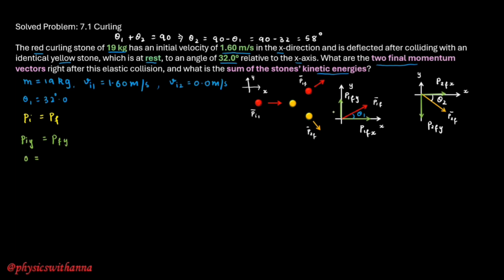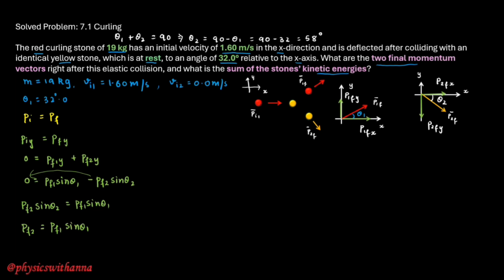Final momentum along the y-axis will be the sum of the momentum of the red stone and yellow stone along the y-axis. So we write P final 1 y plus P final 2 y. So we get 0 equals, for the red stone, the y component we can write as P final 1 sine theta 1. Whereas for the yellow stone, the y component is going down, so we will take it negative. So minus P final 2 sine theta 2. Rearrange them, move this to the other side. We get P final 2 sine theta 2 equals P final 1 sine theta 1. Divide by sine theta 2, we get P final 2 equals P final 1 sine theta 1 over sine theta 2. We will call this equation 1.